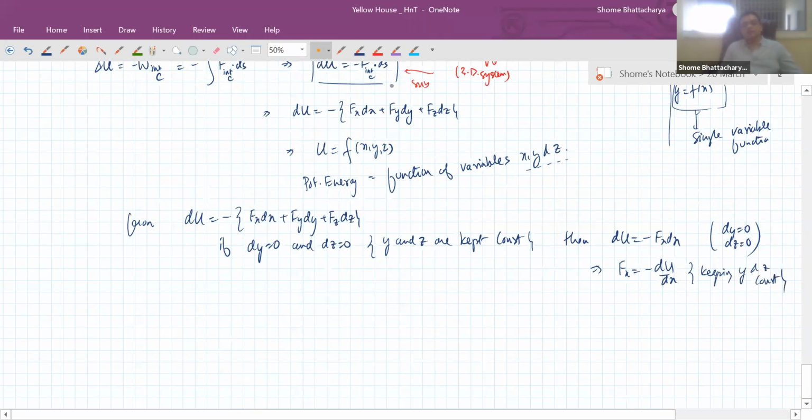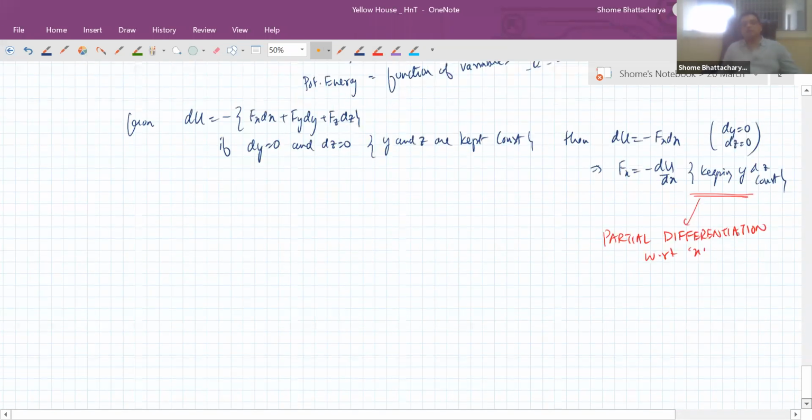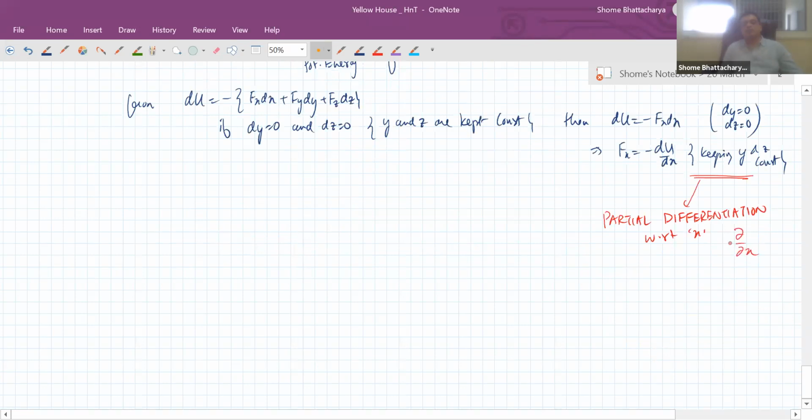So that condition is in maths given a new operation. It is called partial differentiation. Partial differentiation with respect to x. And it is written with the symbol dou by dou x. Instead of d by dx, this symbol is called del or dou. So this can be read as del by del x or dou by dou x, and it is read as partial differentiation with respect to x.